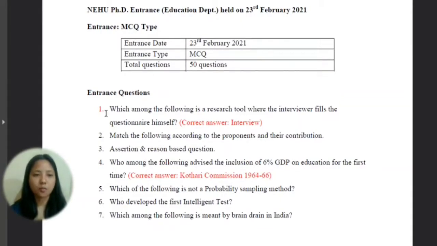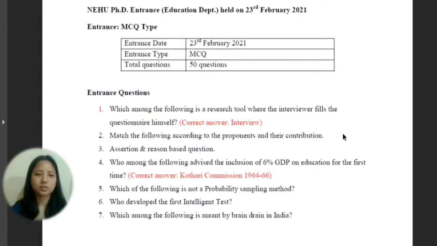One of the questions asked was an MCQ where 4 options were given: which among the following is a research tool where the interviewer fills the questionnaire himself? The correct answer was interview. One question was a match the following type, where on the left side the names of the proponents were given and on the right side the names of the contributions were given. Here we need to match the proponent with their contribution. Jean Piaget and Lev Vygotsky were some of the names listed in the match the following, along with the contributions they made.